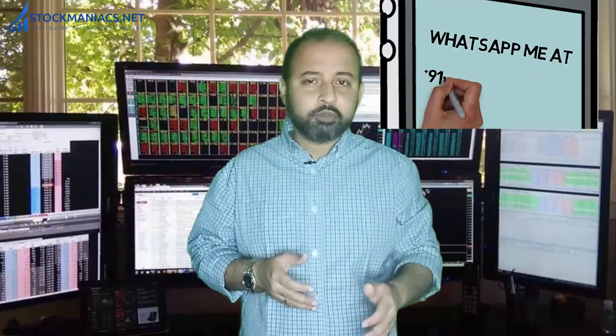Similarly, price is moving down, indicator is moving down. So that is a trend. Now price is moving down, indicator is not moving down. Price is making lows, indicator is not making lows. That is a divergence. This is a bullish divergence.